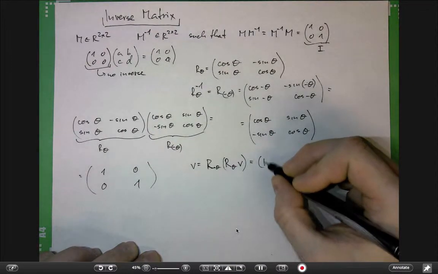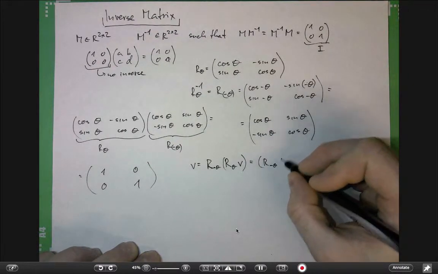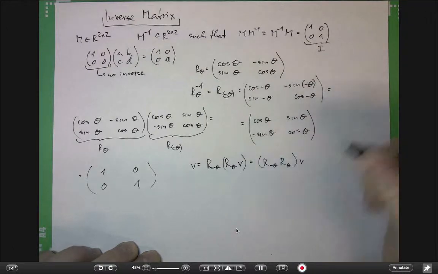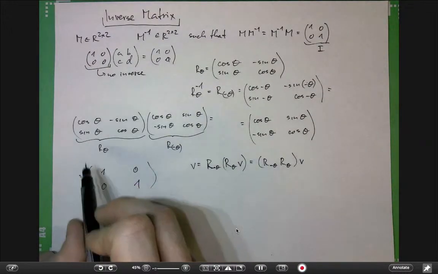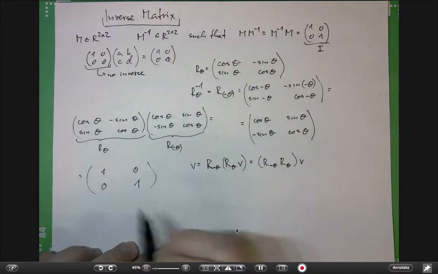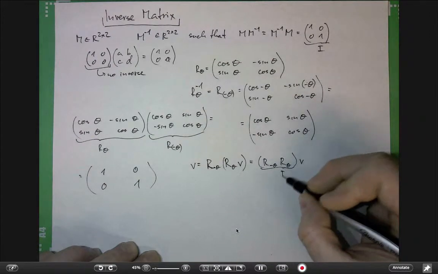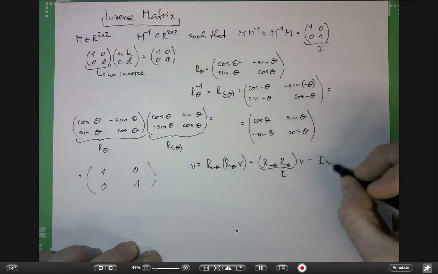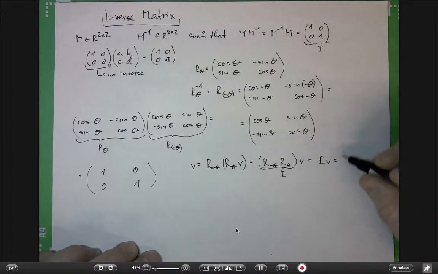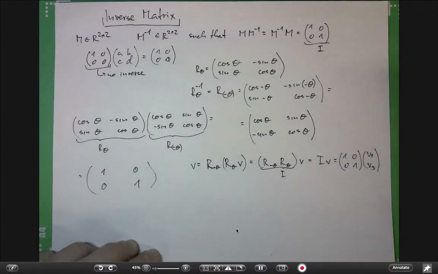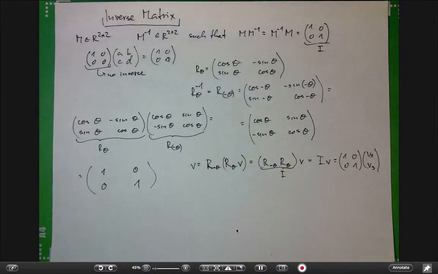Because due to associativity, I can write this, r theta v, and what I have just computed, r theta times r minus theta, this is just identity. So this is just identity times v. If it's the first time you see the identity, which I doubt, then I could write it like this. From this, you obviously see that the identity matrix does nothing. It just lets the vector through without making any change.